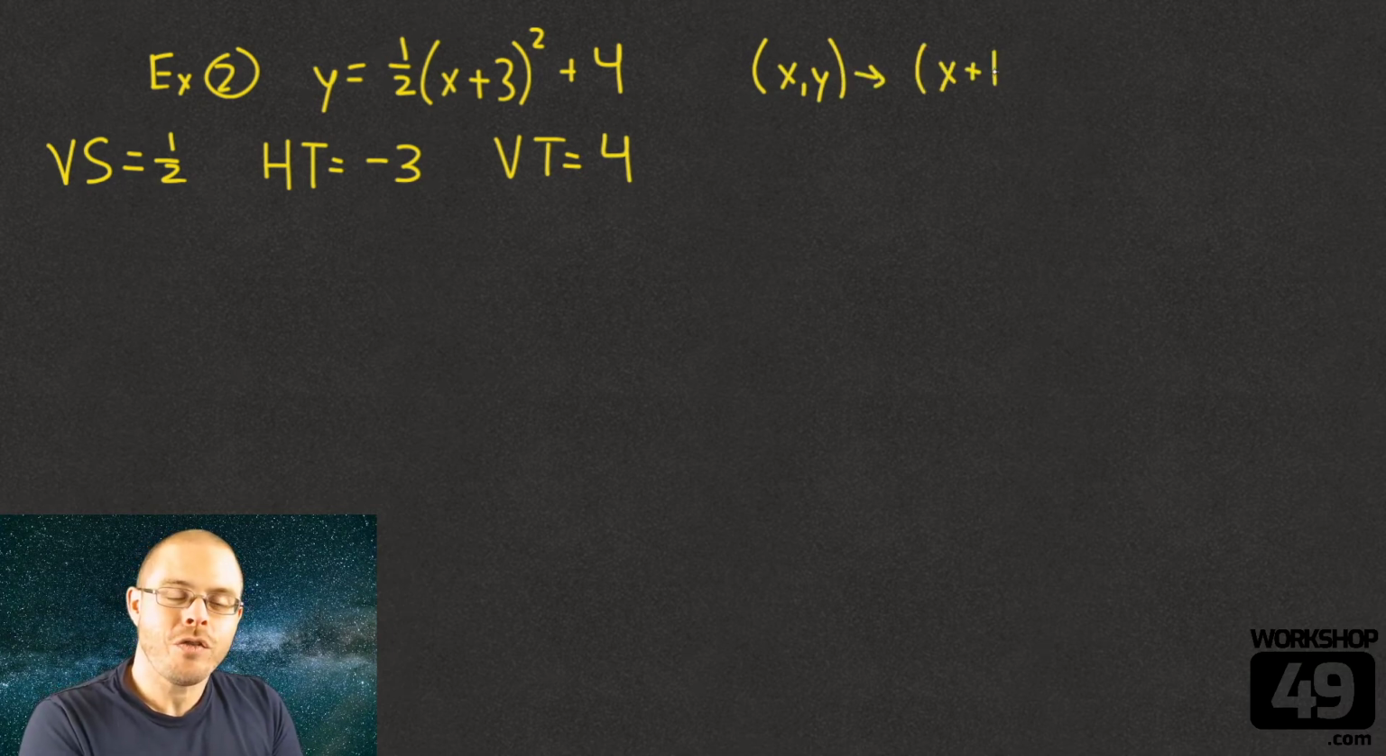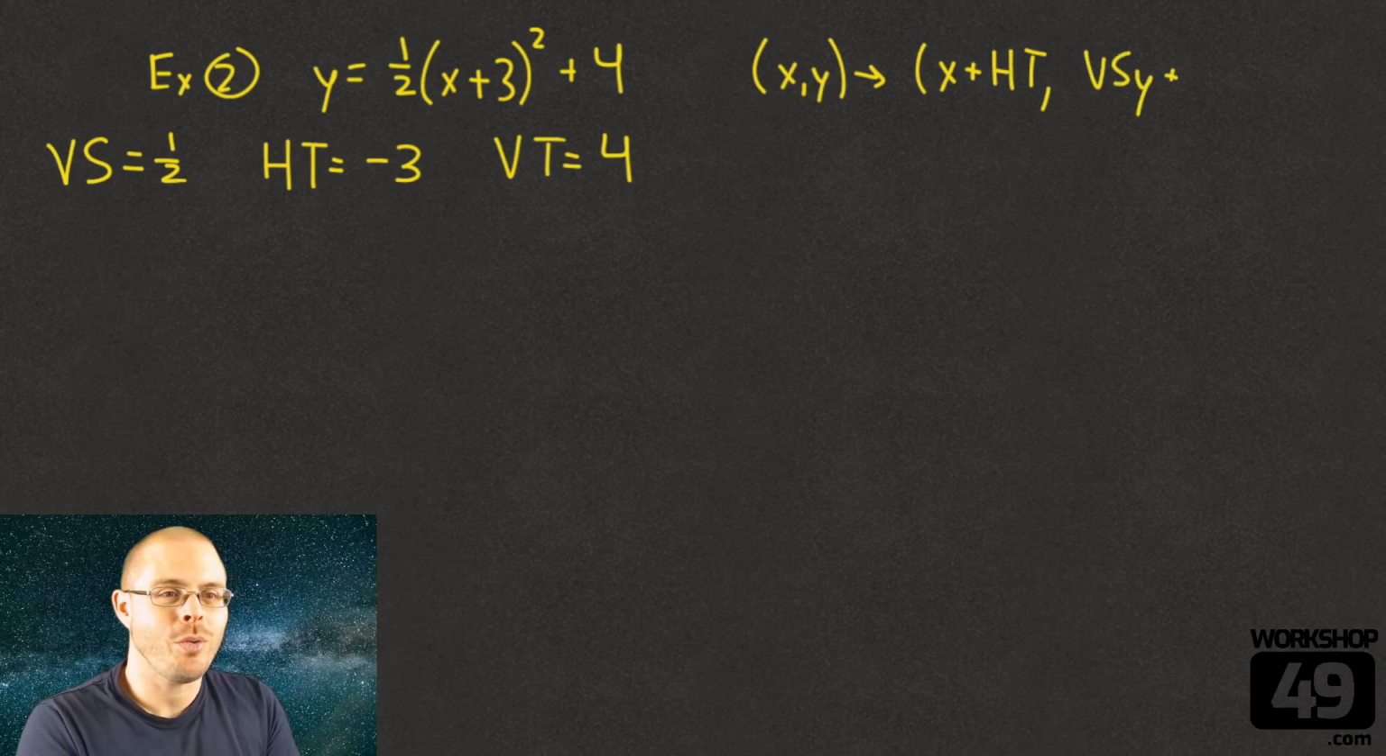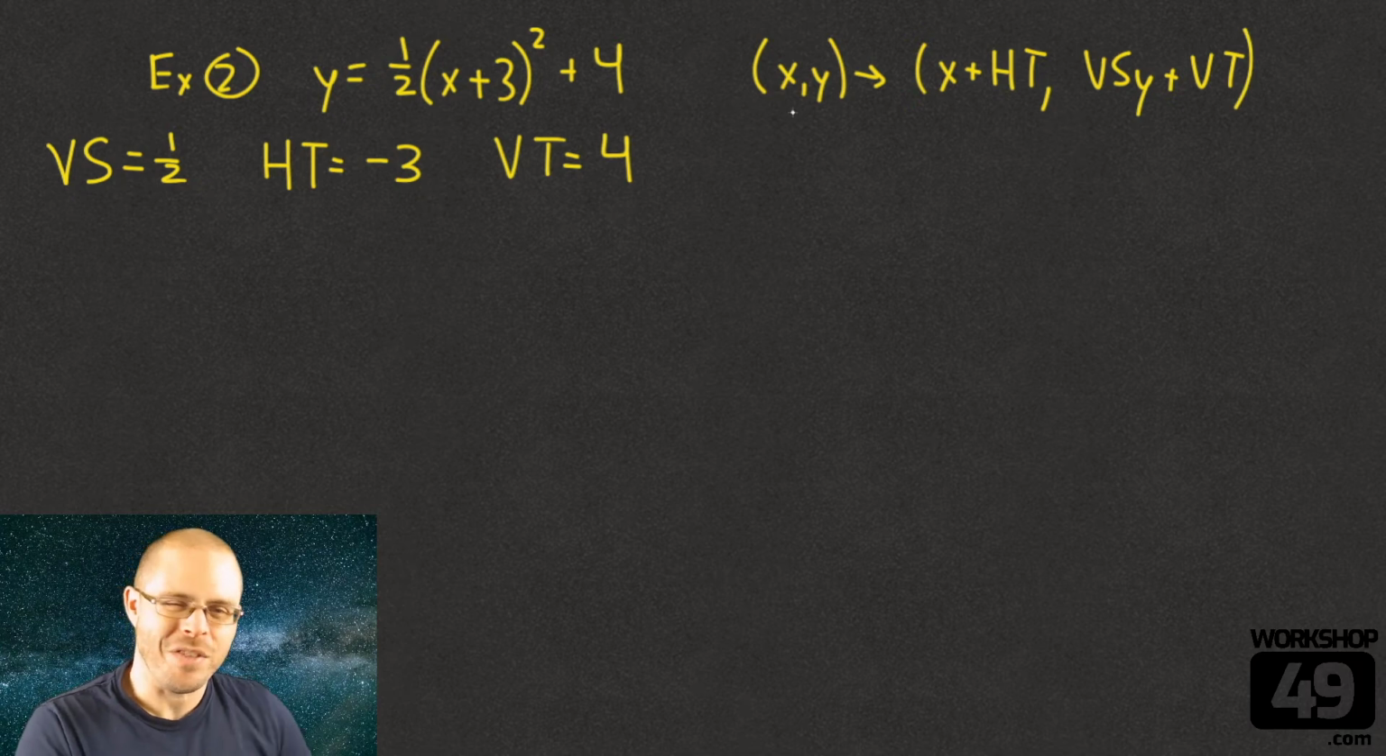I'm going to write up the equation for a mapping rule one more time: x comma y is transformed into x plus ht comma vs times y plus vt. If you know this mapping rule equation, and you can get the three transformations, you can make a mapping rule. I know you can do it.